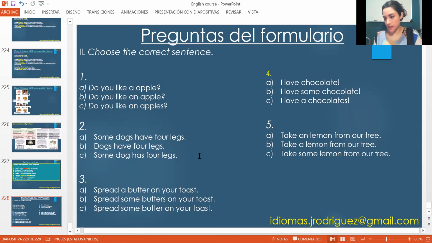And my last sentence. It says, take a lemon from our tree. Take a lemon from our tree, or take some lemon from our tree. What is the correct one? La oración es, toma un limón de nuestro árbol. Toma un limón de nuestro árbol. That is the sentence. So, what will be the correct one?